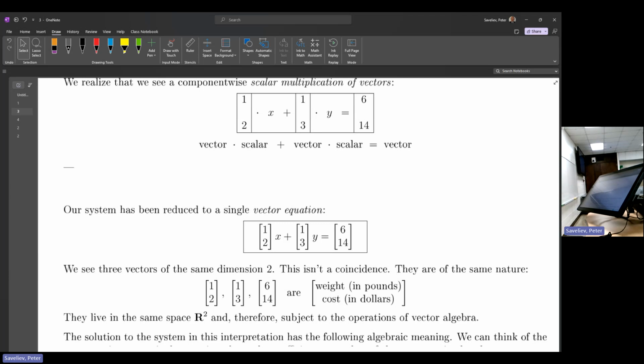You add 2 of those, so you get once again a 2-vector. These are all 2-vectors. That's the abbreviation. And they all have the same units. By the way, all these vectors have the same units. The first number refers to the weight, and the second one refers to the cost.